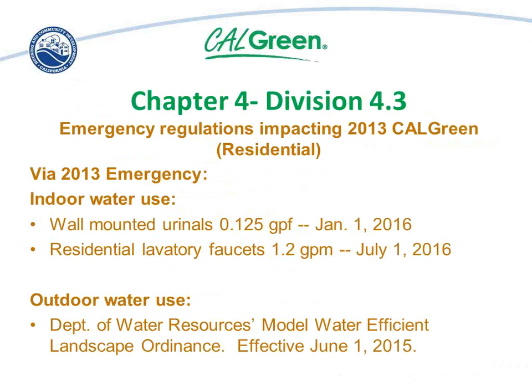For indoor water use, we actually made a change to the water use requirements for the wall-mounted urinals. So this was actually adopted. It's effective January 1st, 2016, and the flow rate is 0.125, or it's the pint urinal flushing, and that's also in coordination with the appliance efficiency standards by the California Energy Commission. And then also we had a provision for residential lavatory faucets, and that flow rate has been reduced to 1.2 gallons per minute, and that was effective July 1st, 2016.